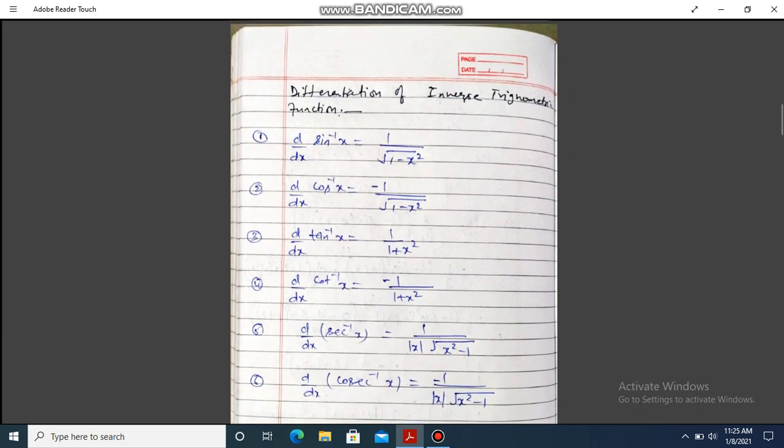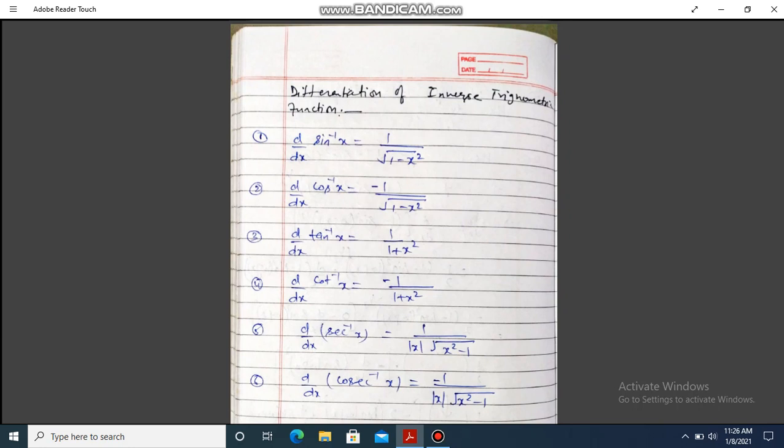So there are 6 inverse trigonometric functions, the basic functions: sin inverse x, cos inverse x, tan inverse, cot inverse, sec inverse and cosec inverse x. So the differentiation of sin inverse x will be 1 upon square root of 1 minus x square. cos inverse will be the same, just a minus sign comes with the sin inverse one.